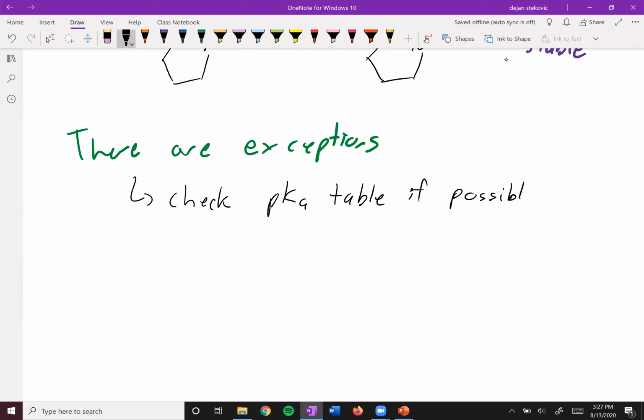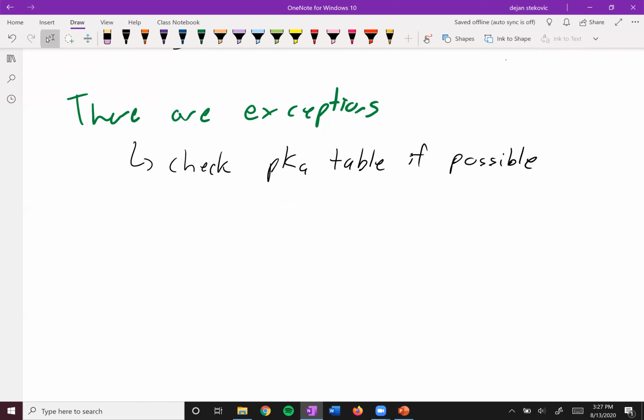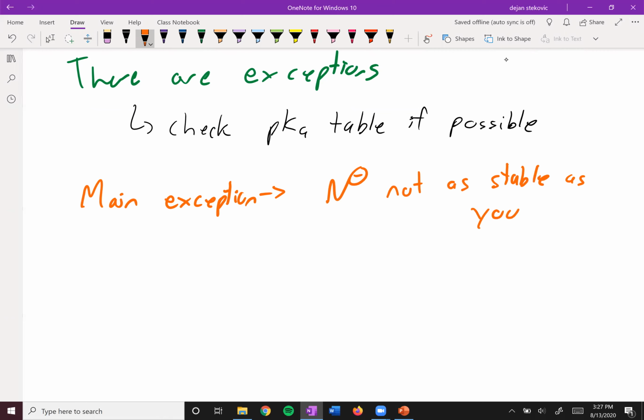But a lot of times that's not going to be possible. We're not really concerned about memorizing these numbers. We're concerned about understanding the reasons why. And so we'll use our rules and we'll follow our rules. There's only one exception that I really want you to know about. The main exception is that a negative charge on nitrogen is not as stable as you might think.